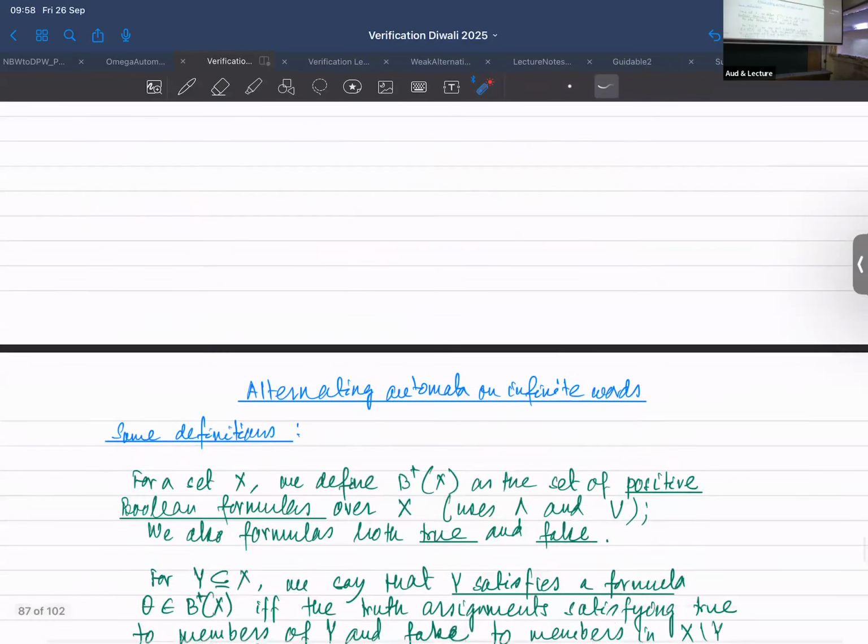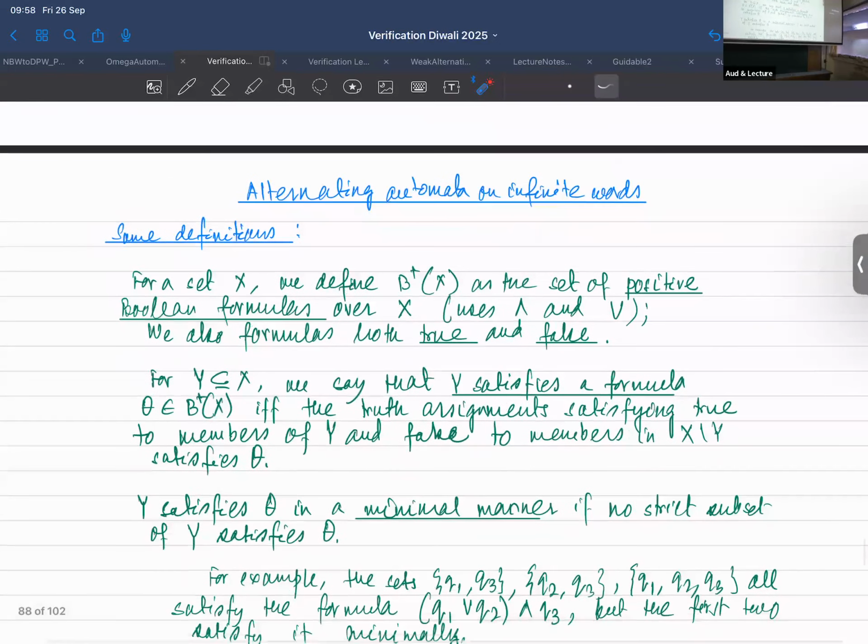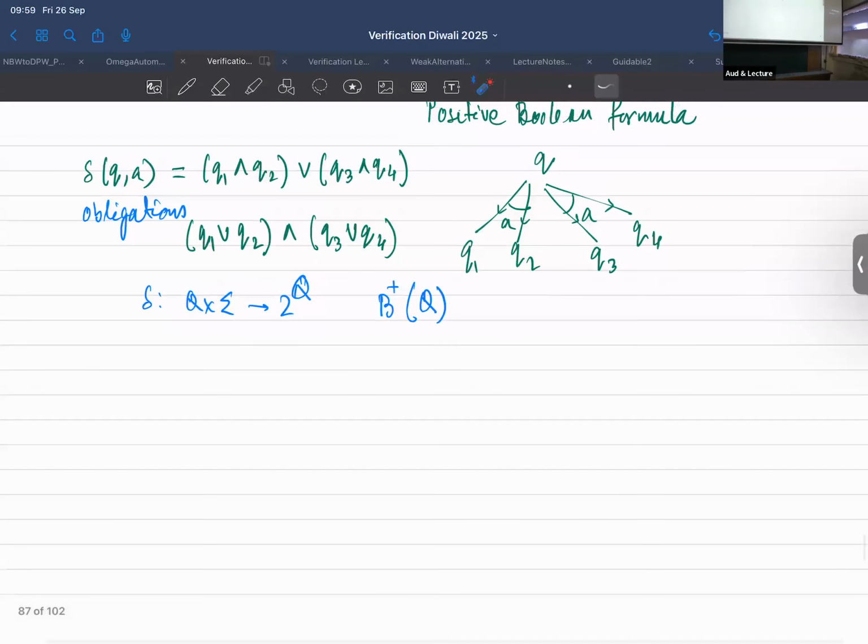So if I say delta of Q, A is true, then what does it mean? It means that Q accepts the language of anything A followed by sigma omega. The language of Q, all the words which are accepted from Q, is anything A followed by sigma omega, because after A you don't have any remaining obligation. So true means everything is good.